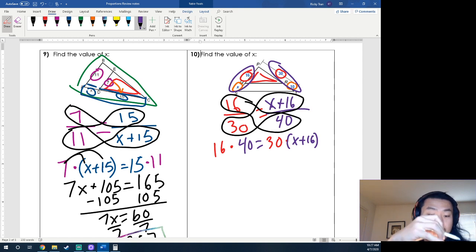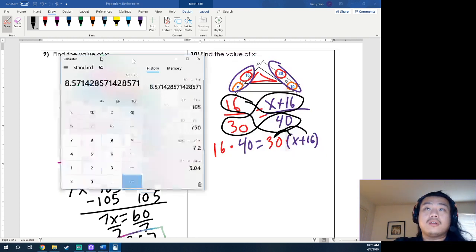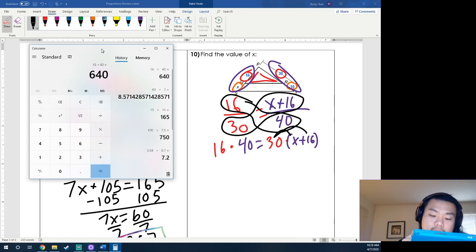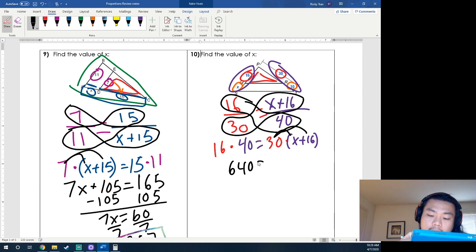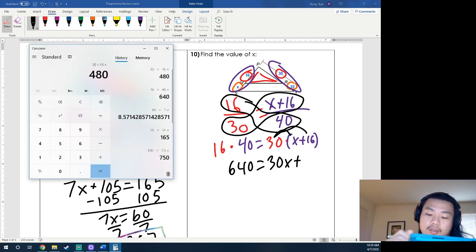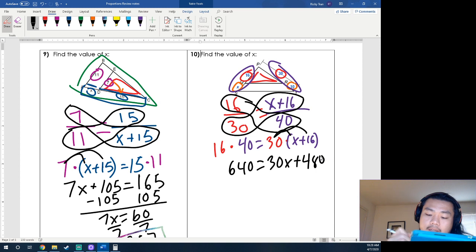All right. Again, here you have to distribute. So we have 16 times 40, or 640, is equal to 30 times x, or 30x, plus 30 times 16, or 480. Now we just solve normally. We're going to subtract 480 from both sides.